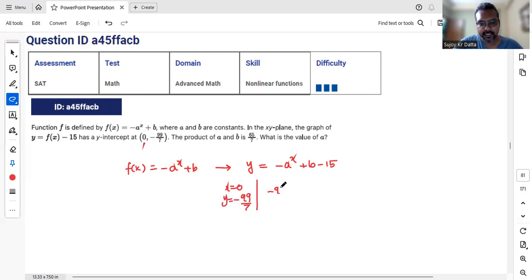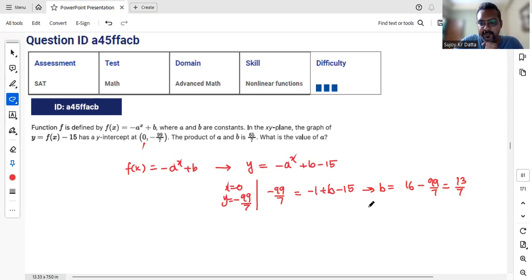So that gets us negative 99 over 7 equals, plugging in x as 0, minus a raised to the power 0 is minus 1, plus b minus 15. So that gives us b to be 16 minus 99 by 7. 16 times 7 is 112, sorry, my bad. 112 minus 99 is 13. 13 over 7 is b.